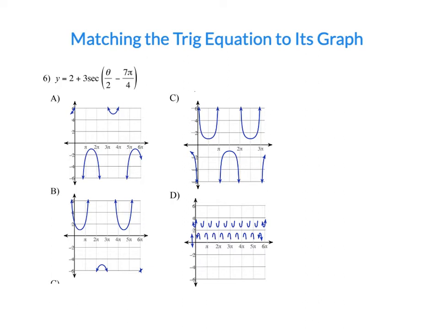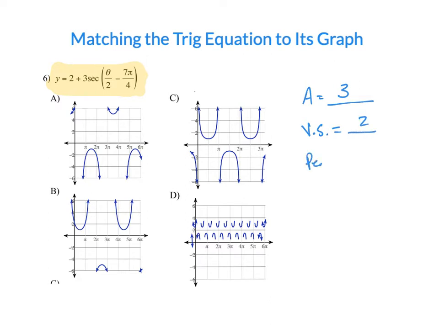So our goal is to figure out which graph, A, B, C, or D, goes with this equation right here. Y equals 2 plus 3 times the secant of theta over 2 minus pi over 4. Okay, so here's the strategy. Even though I don't have it listed here, you know that our usual plan is to get these values. So the A value in this case is 3. It's not the 2, it's the 3. The 2 is the vertical shift. So this thing is shifted up 2 units.